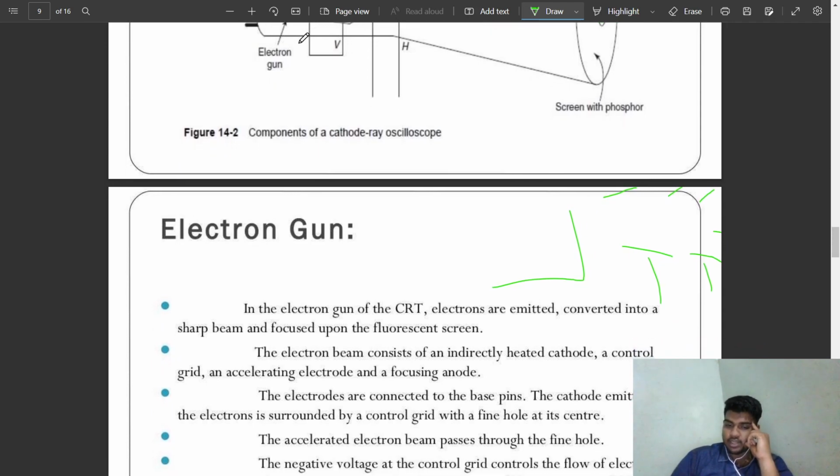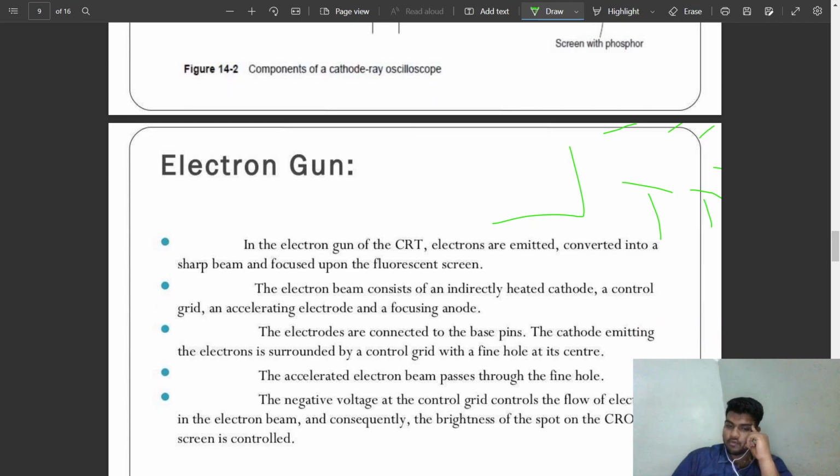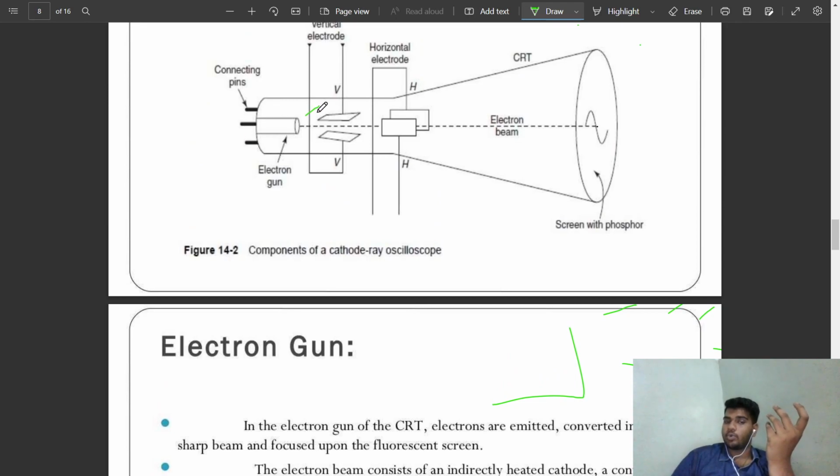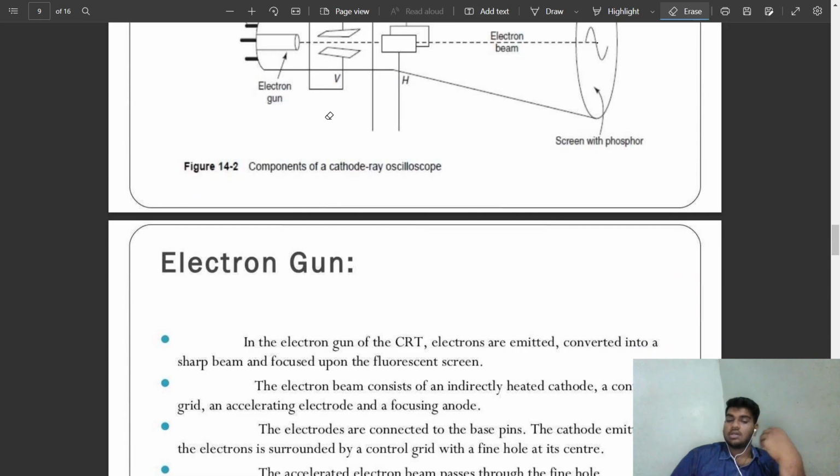The accelerated beam passes through the fine hole. The negative voltage at the control grid controls the flow of electrons in the electron beam, and consequently the brightness of the spot on the CRO is controlled. What happens here is that it carries a negative voltage. We all know that like charges repel each other, and opposite charges always attract each other. We need the beam to be concentrated, not scattered. So we use the same sign as the electrons flowing from it. Electrons are negatively charged, so we use negative electrodes, which are the accelerating electrode and the focusing anode. Check into that.